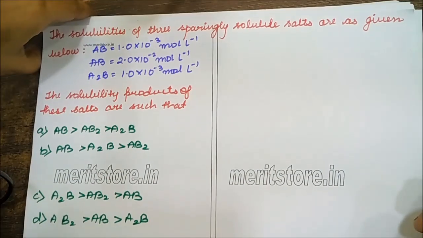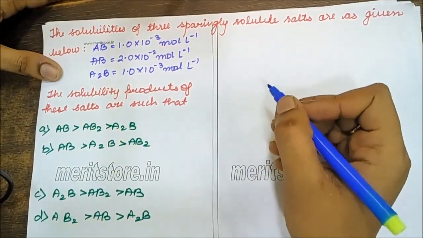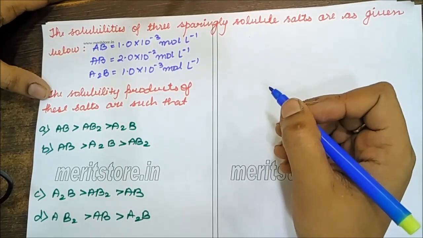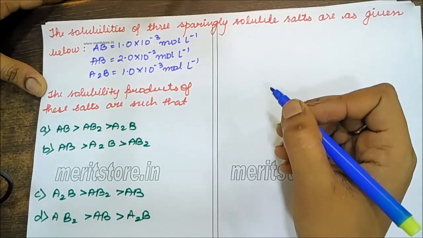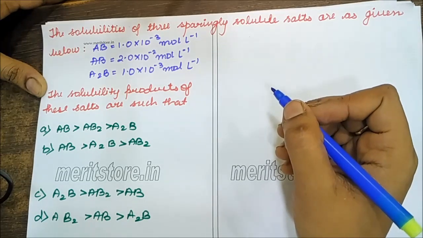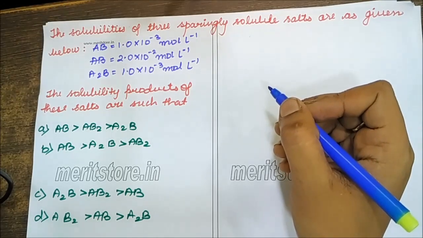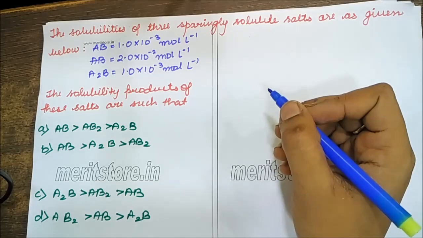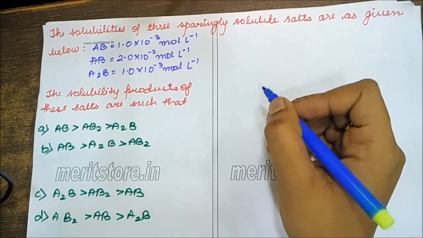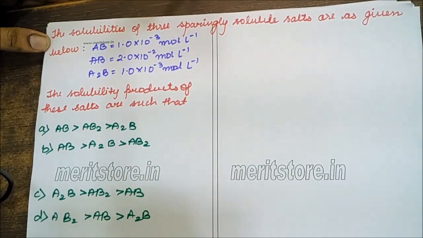Now look here. Solubilities of three sparingly soluble salts are given as below. We want to find out how the solubility products of these salts are increasing or decreasing. Now for that you have to remember the solubilities will be least in case of that compound which is going to have the least solubility constant. So let's see this.